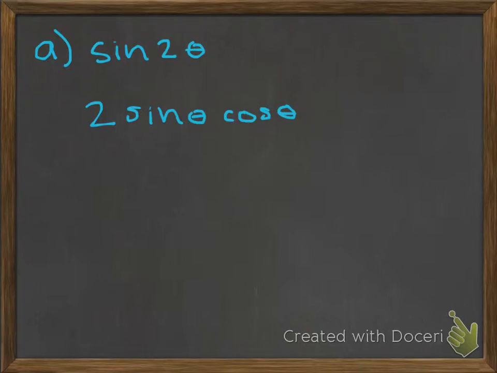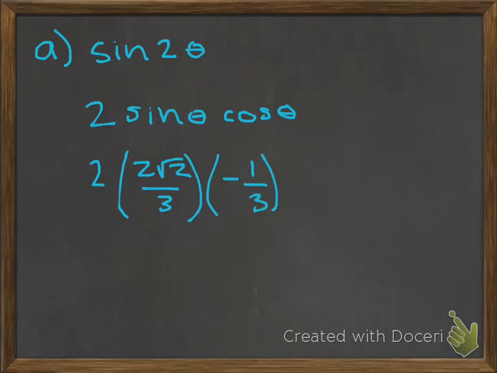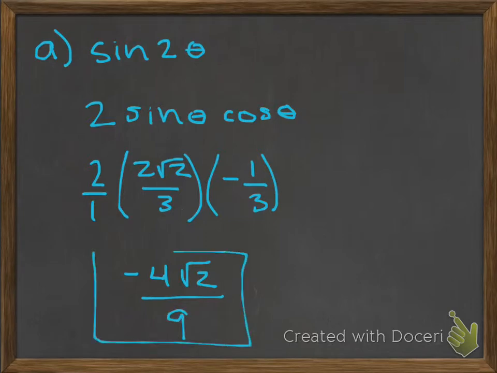So we plug in the values that we found. So 2 is part of the formula. Sine is 2 root 2 over 3. And cosine is -1 over 3. And we can put this 2 over 1 and you multiply all your top numbers. So I can multiply 2 times 2 root 2 times -1, which is -4 root 2. And then 1 times 3 times 3 is 9. So this would be our final answer for the sine of 2 theta.